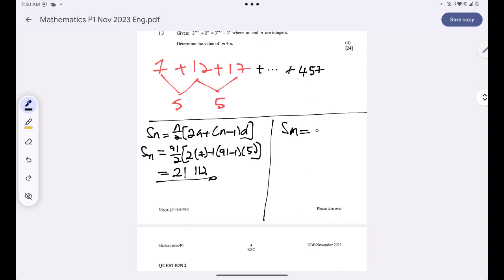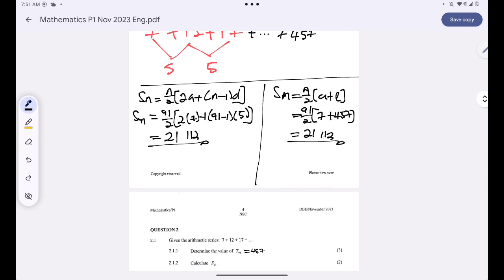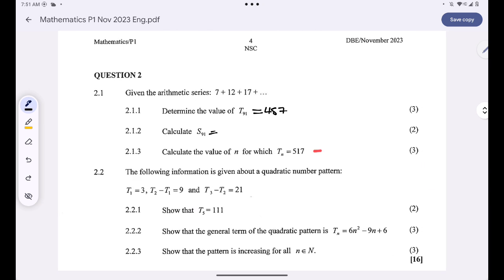Another way I could have done this, since I have the last term, I could have used the formula that says Sn is equal to n over 2, then I'll have a plus l, where l represents the last term of my sequence, right? So 91 over 2 is equal to 7 plus the last term, 457. Whenever I punch this on my calculator, it should give me the same answer, which is 21,112. So the sum of the first 91 terms is simply 21,112.